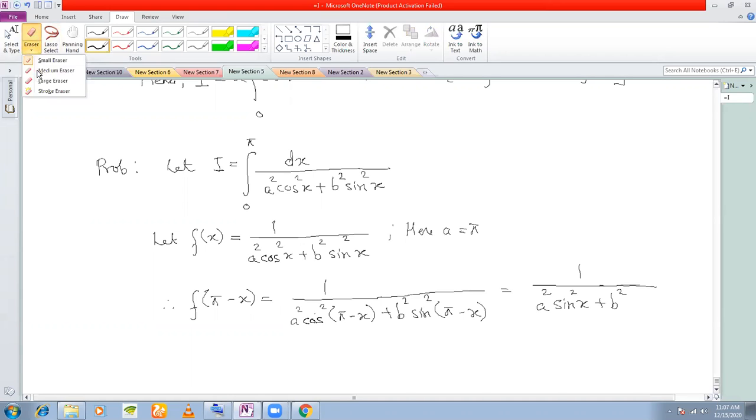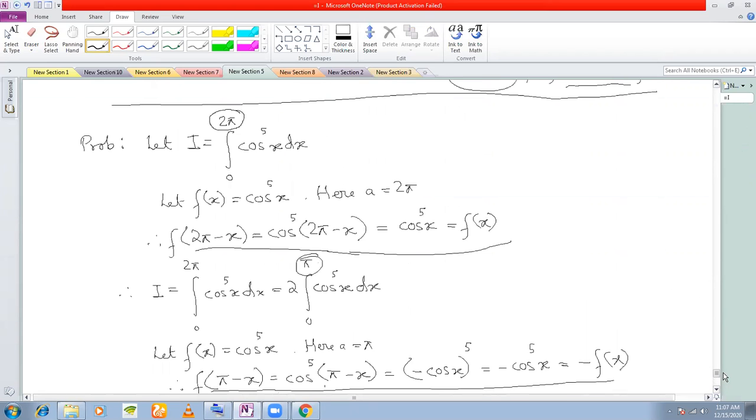So this is cos square of (pi minus x). Pi minus x is in the second quadrant. Cos is negative in the second quadrant, but because there is a square here, it remains cos square x, plus b square, similarly you have sin square x. That means this is equal to f(x). So we have shown that f(pi minus x) is equal to f(x).